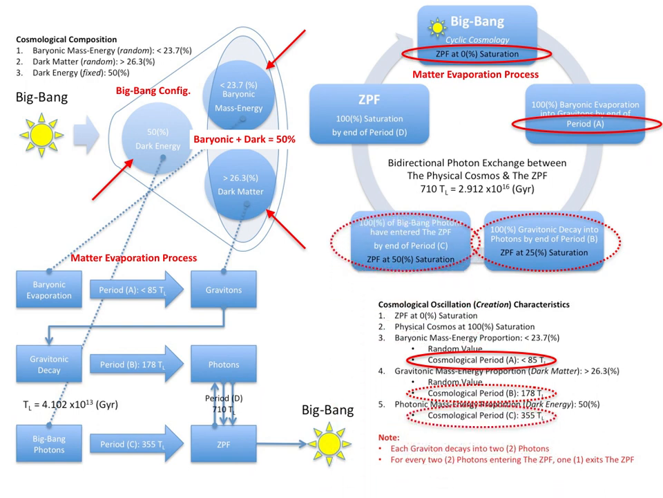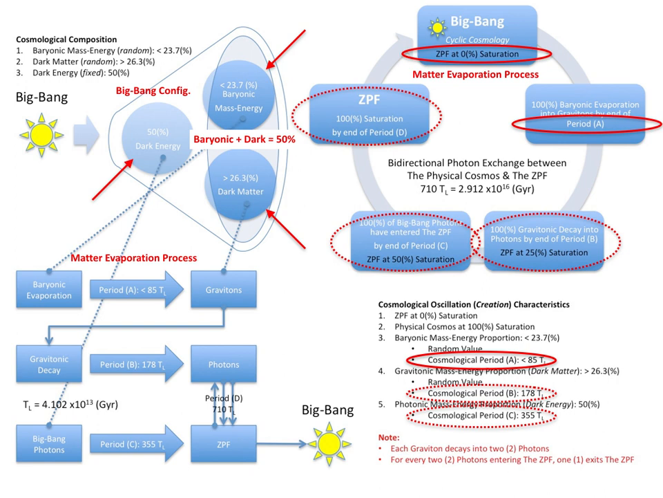By the end of period C, all matter and energy has been absorbed into the zero-point field, including the free photons and free gravitons left over from the Big Bang. By this stage, the zero-point field is only 50% saturated, and the bidirectional photon exchange process continues. During period D, the bidirectional photon exchange between the physical universe and zero-point field is the engine driving cosmological expansion.